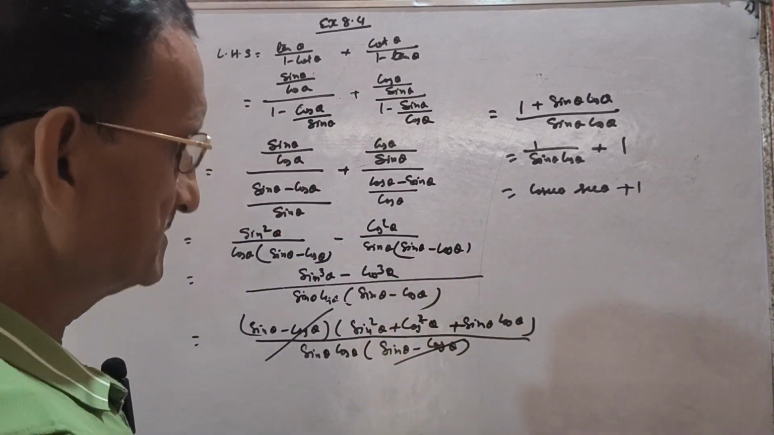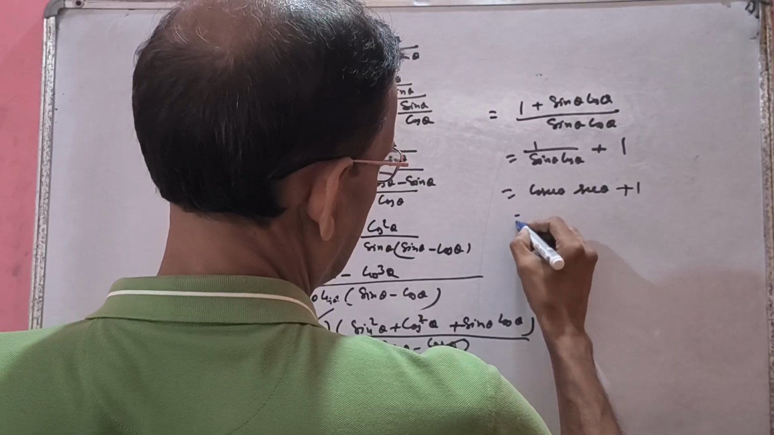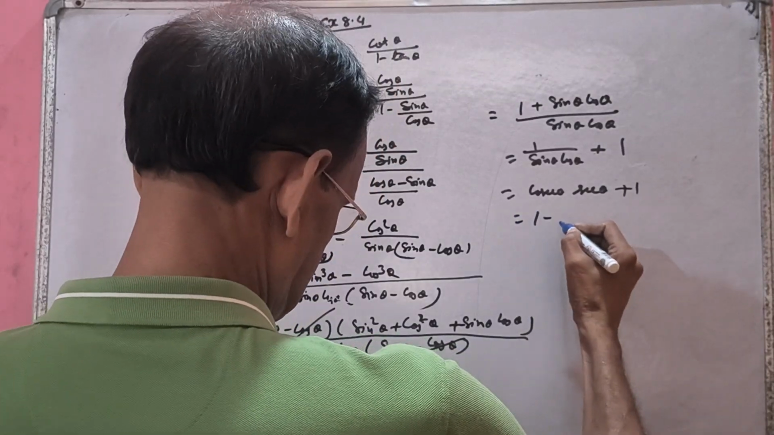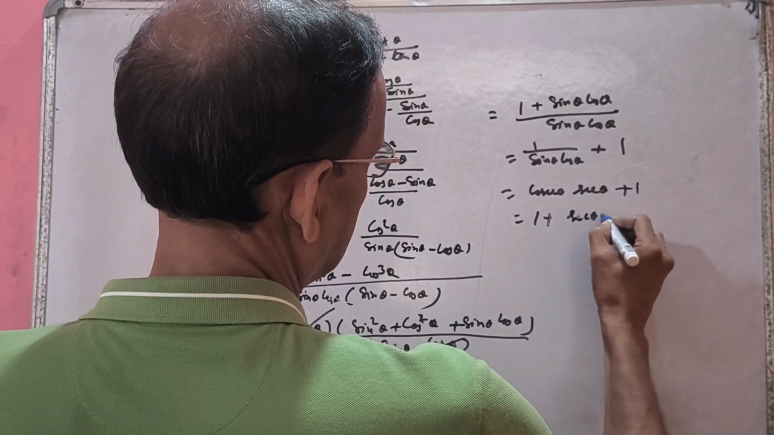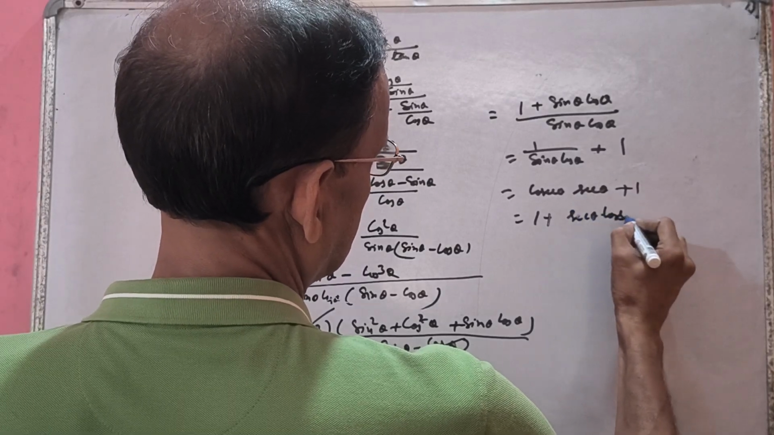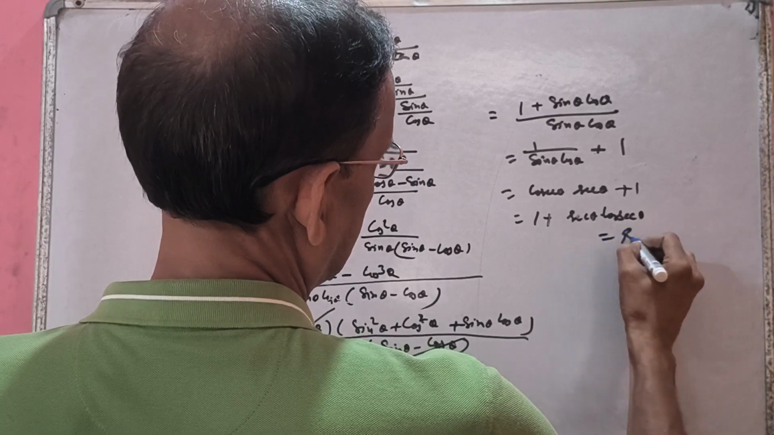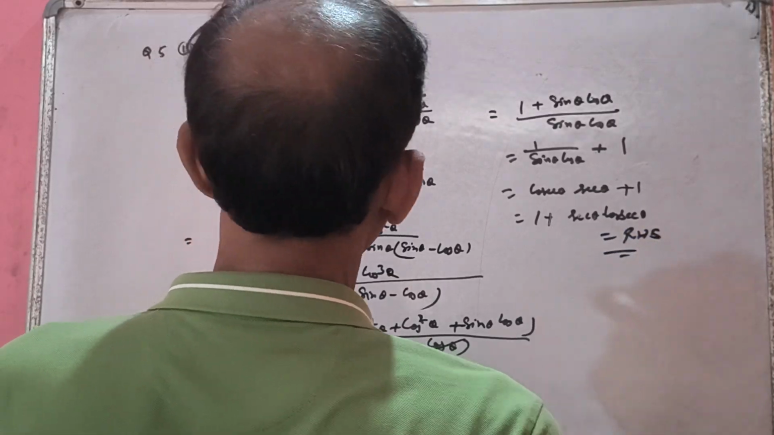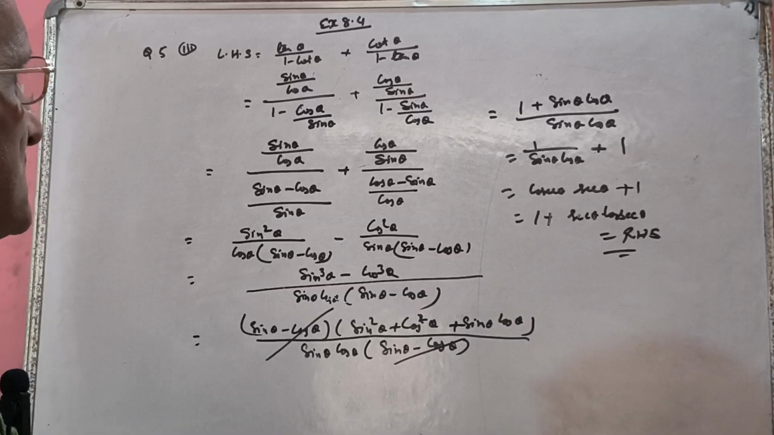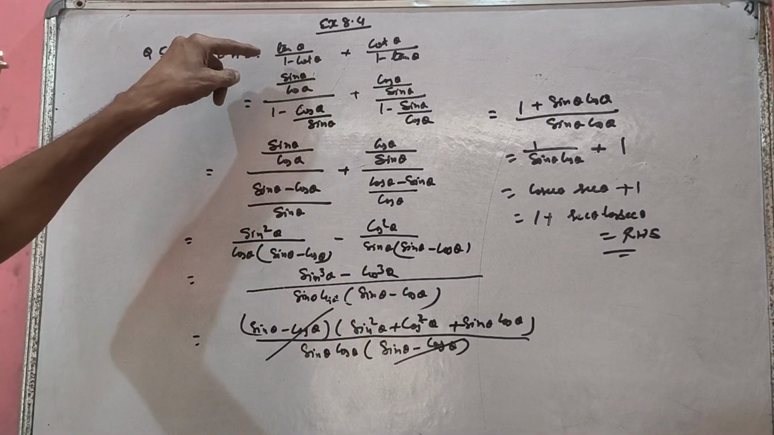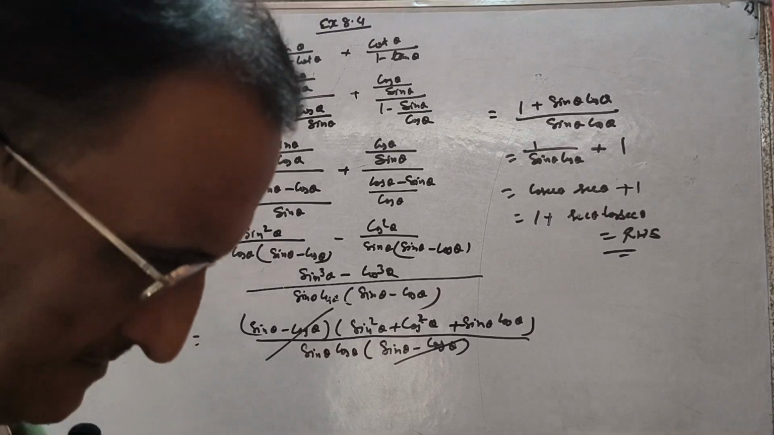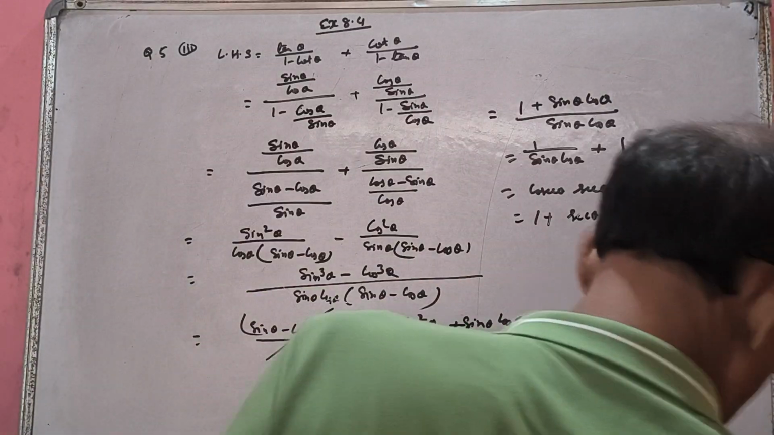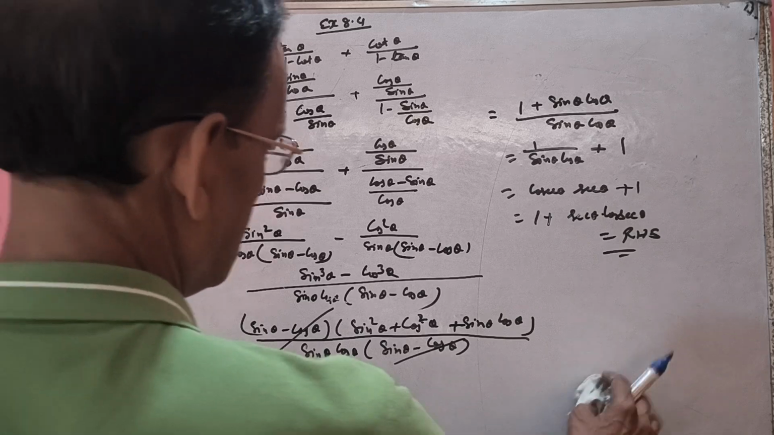This is the right hand side. You can write this as 1 plus sec theta into cosec theta. This is the RHS. Okay, hence proved. Convert tan and cot into the form of sin and cos, then it is simplification only. Okay, then we will go to the next sum now.